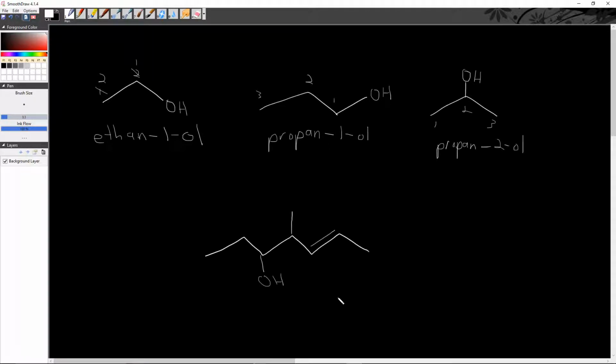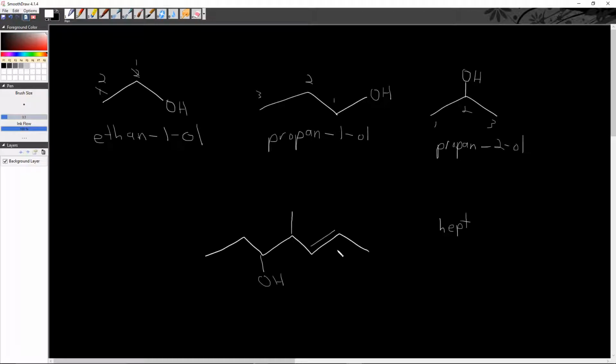All right, so now let's name this thing. First things first, figure out our longest chain. Looking at this, I'm going to go 1, 2, 3, 4, 5, 6, 7. So we know we're working with a hept molecule. Next question: do we have any single or double bonds? We do. We have a double bond right here. So we know that we're going to be working with en. We're working with an alkene, so we need to get an en in here somewhere.